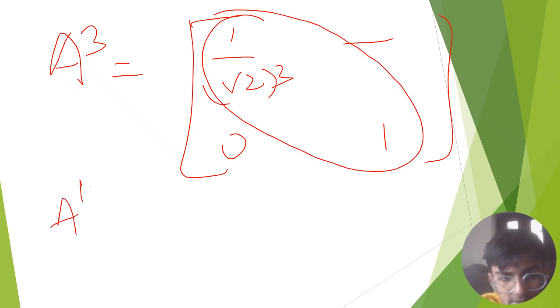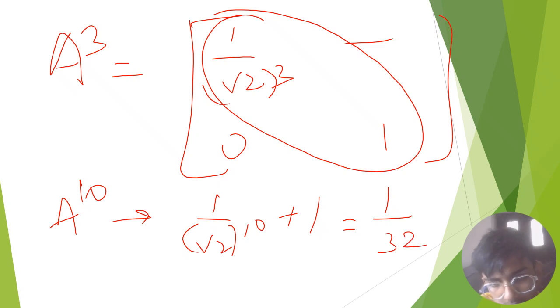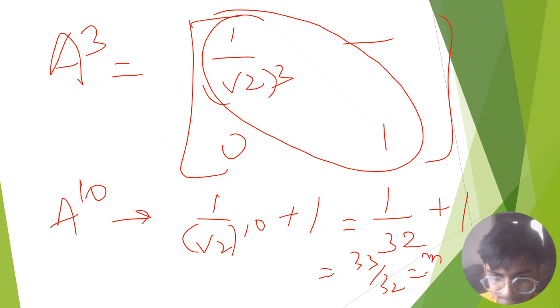So in A10, we can predict that it will be like this: 1 by root 2 to the power 10, plus 1. That will be 32, and 1 by 2 to the 5 is 32, so 1 plus 32 is 33 by 32. This will be coming, adding this, because its greatest common factor is 1 only. M by n, m is 33, n is 32, m plus n is 65. That's it.